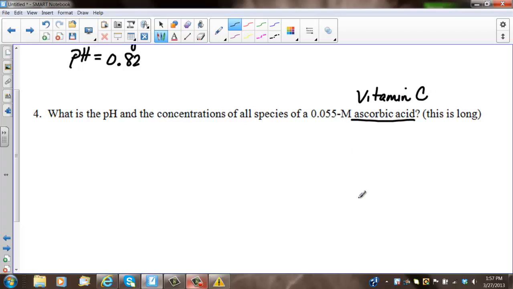So you would have to look that up. It is in the book, and it has a formula of H2C6H6O6. If you recall, we did a long problem like this with phosphoric acid in the notes. So they want to know the pH and all concentrations of a species of 0.055 molar ascorbic acid.